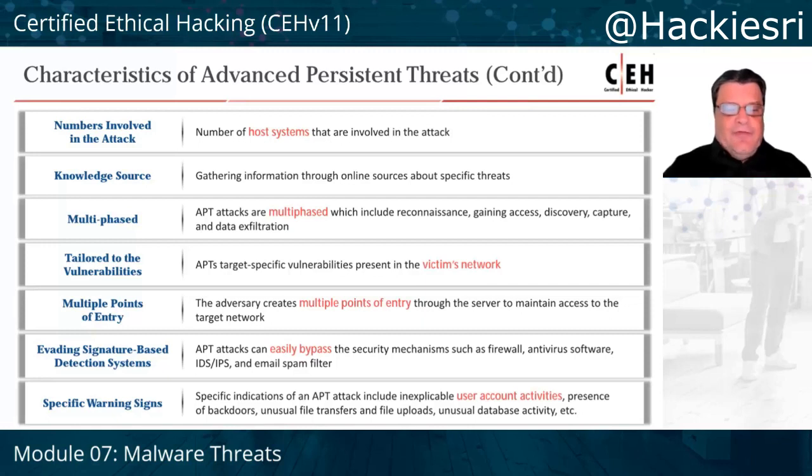Next, there's evading signature-based detection systems. APT attacks can easily bypass the security mechanisms such as firewalls, antivirus software, IDS, IPS, and email spam filters. In some cases, especially with antivirus software, this is accomplished by using polymorphic code. Specific warning signs, specific indications of an APT attack include inexplicable user account activities, the presence of backdoors, unusual file transfers and file uploads, and unusual database activity, etc.